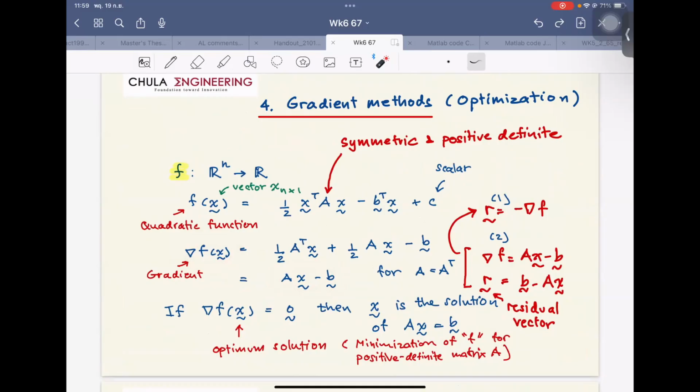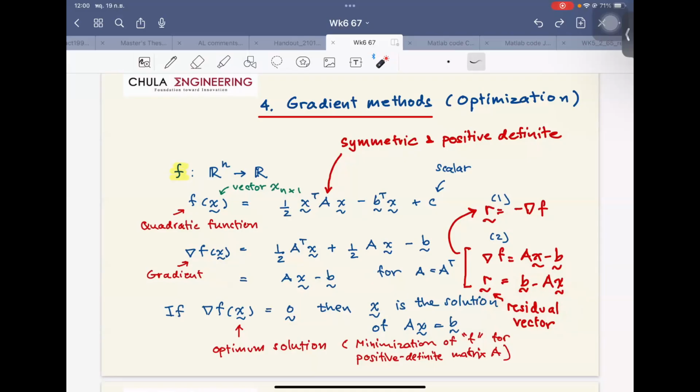Now we have the linear system Ax = b. If I define the difference between b and Ax as the vector r, this vector r is called the residual vector.